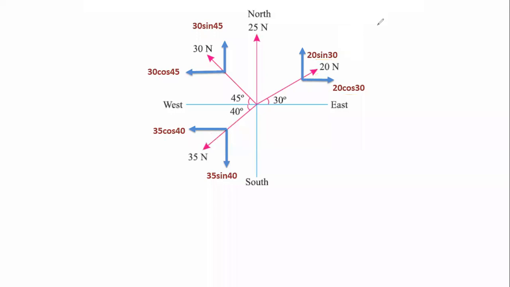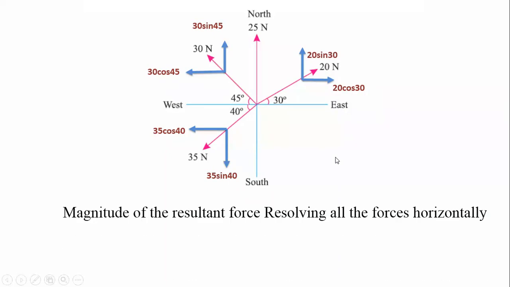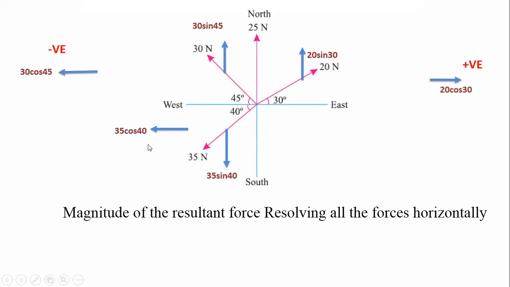Now, once we have resolved all these forces, our first step is to take the summation of all horizontal forces. Here are the three horizontal forces: 20 cos 30 going to the right, 30 cos 45 going left, and 35 cos 40 going left. As per our sign convention, a force going to the right is taken as positive and a force going to the left is taken as negative. Similarly this one is also going left, so it is also negative.